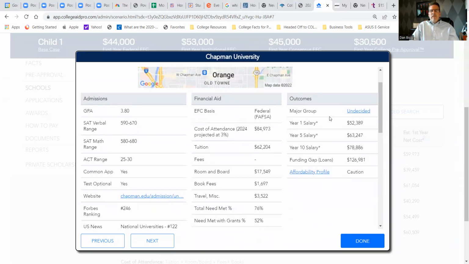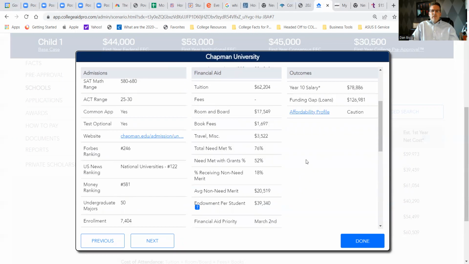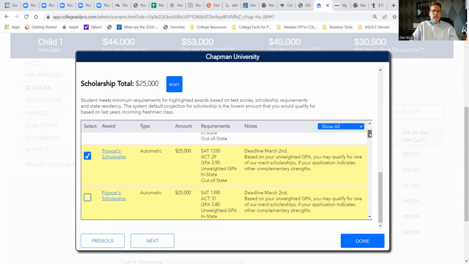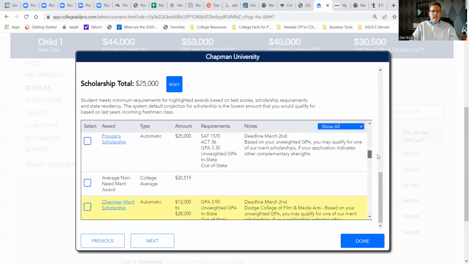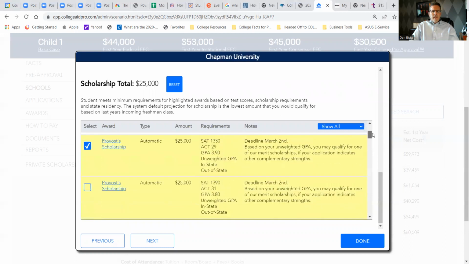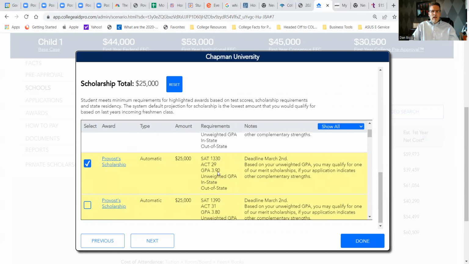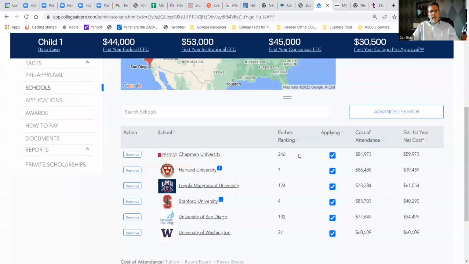Also over here on the right-hand side, they give you some other details about what's the starting salary for a student who starts undecided, 1 year, the 5-year, the 10-year averages, so that you get a sense of that. And down here at the bottom, if this is a school that gives out merit-based scholarships, it also shows you what those different merit-based scholarships are. And in this particular case, what it has done is it's already highlighted the $25,000 scholarship that's automatic because of the SAT score and the GPA that the student has. So it's for an in-state or out-of-state student. Those kinds of details are there as well. So really, really good details for you to really plan accordingly for these colleges.